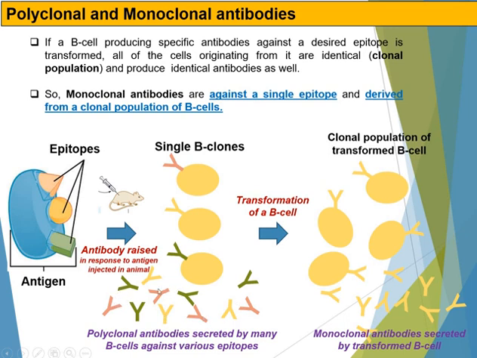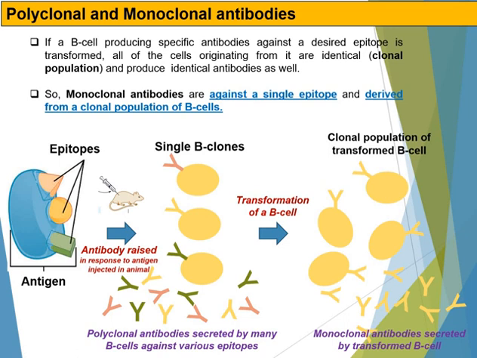Why? Because number one, they are made up from different B cells or different clones of B cells. And the other thing is, normally they bind with different epitopes also. So this is called polyclonal antibodies.